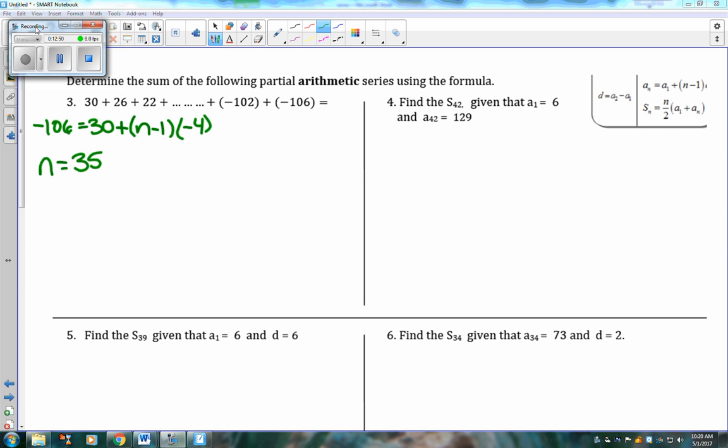Alright, so from here, can we use the sum formula? Yes. Do we have everything we need? What's a? 30. Easy fix.